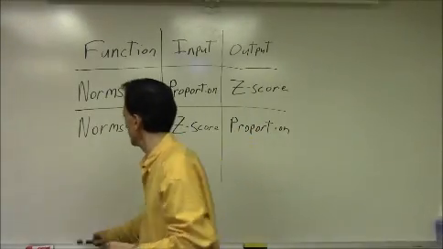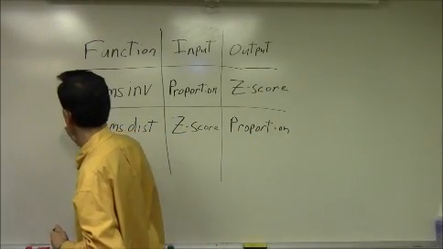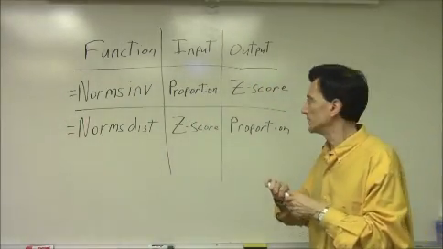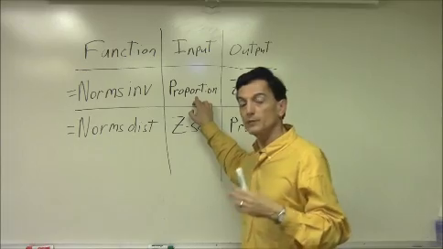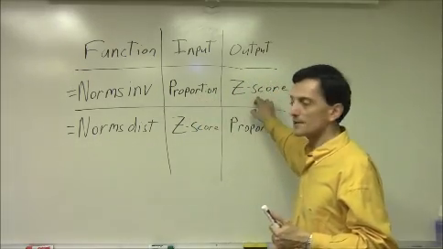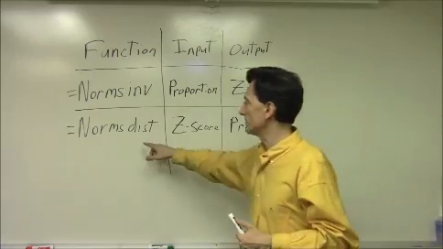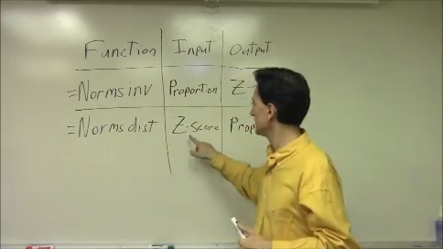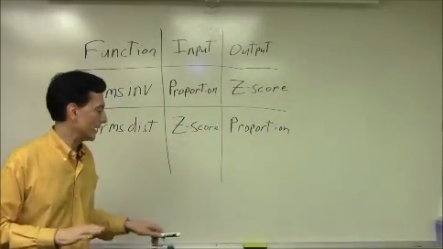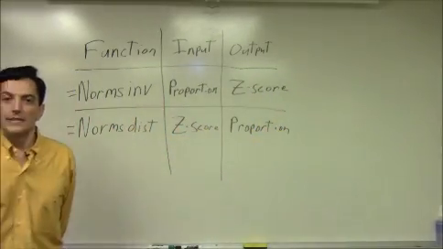So in the norms in function inside of Excel, and I'm even going to add the equal sign over here, because if you try it without the equal sign, Excel will not perform the computation for you. We stick in a proportion, which is also a probability, which is also a percentile rank, and we get out a z-score. And then we can do the inverse of that. We can take the norms dist function, we put in a z-score, and we get out a proportion, a probability, or a percentile rank.